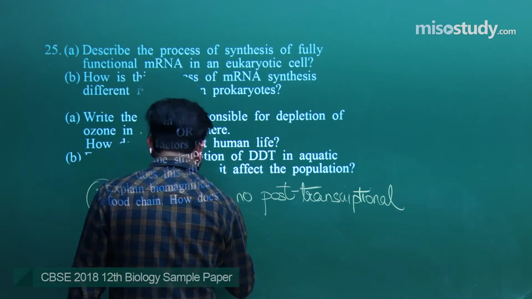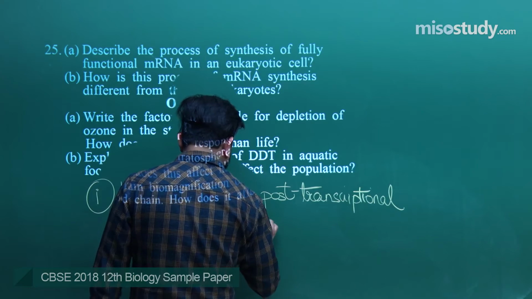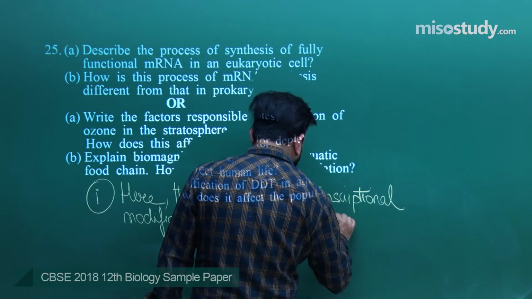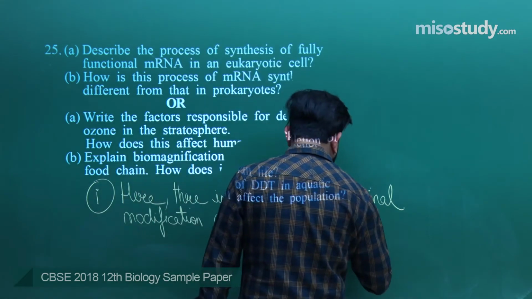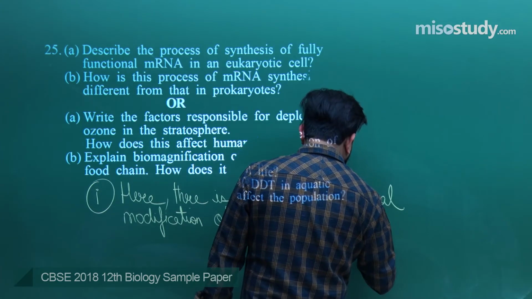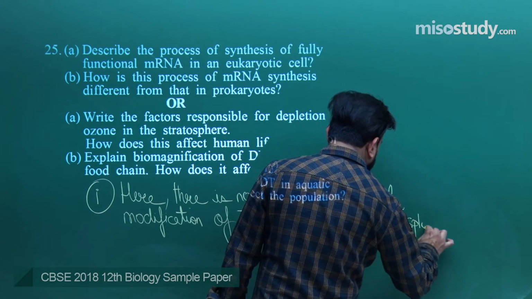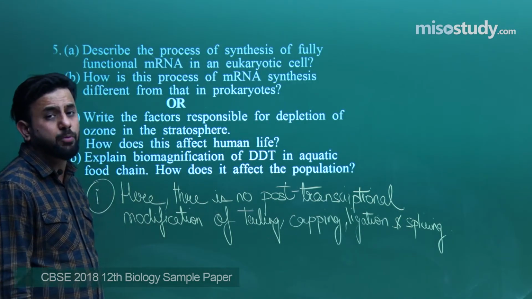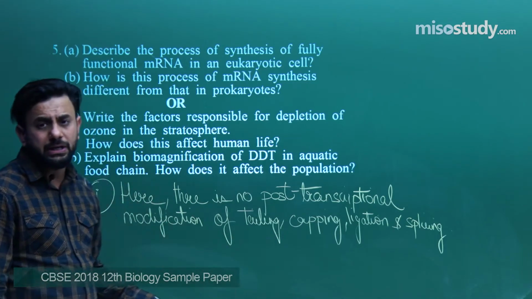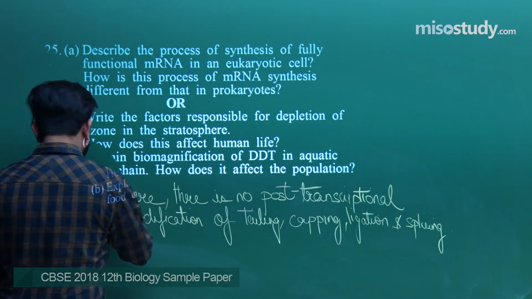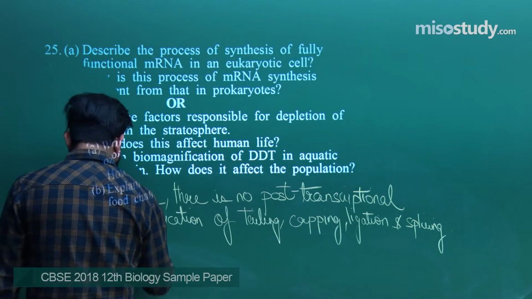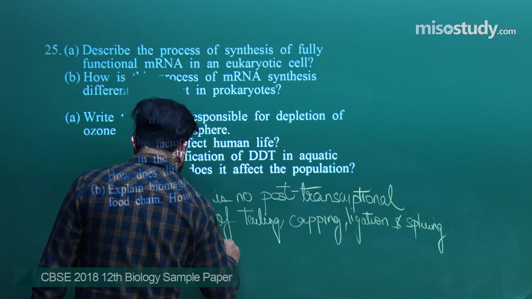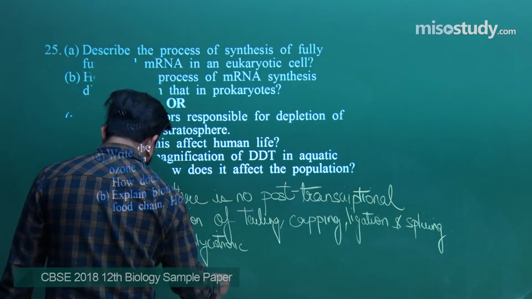No tailing, capping, ligation and splicing. These things were present in the eukaryote, however they are absent over here. Also we see it is polycistronic DNA which is involved here.